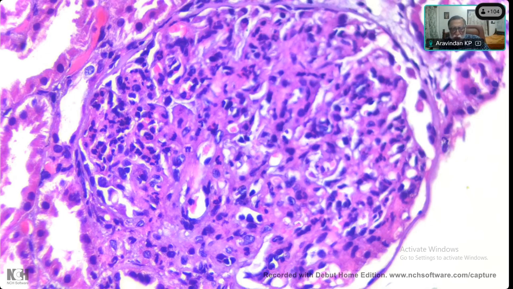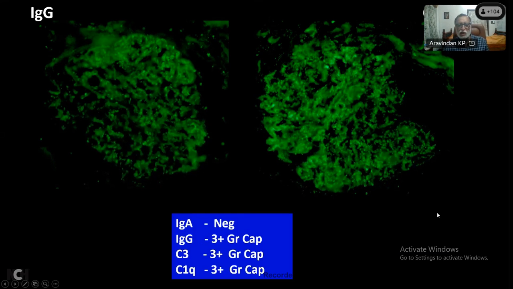You want to see the IF also? Yes, sir. This is the IF in this particular case. Again, a capillary pattern, very much granular, with heavy deposition of both C3 and IgG. Here it was IgG 3 plus, C3 3 plus. C1q is also 3 plus. Granular capillary pattern. So what does C1q tell you?